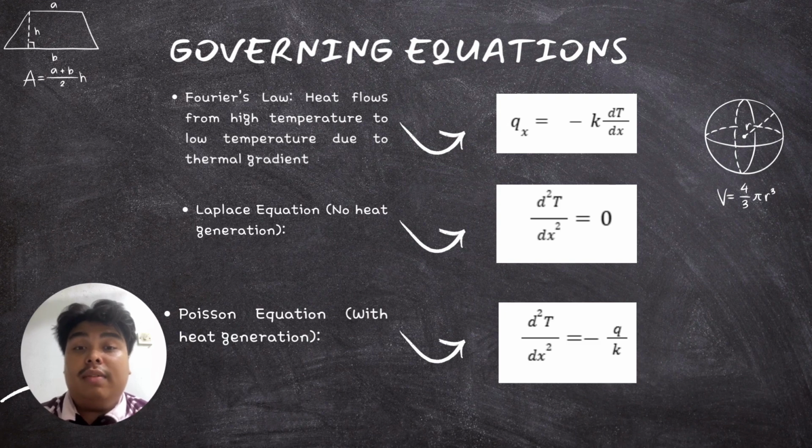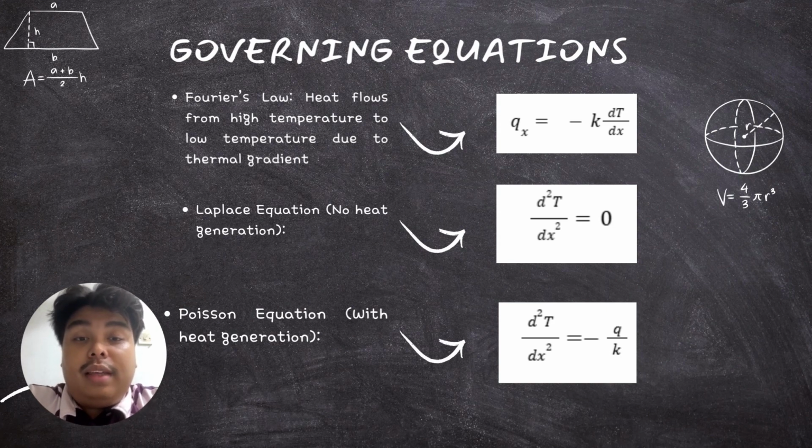The last governing equation that we use in our group project is the Poisson equation. This third one is with heat generation. The formula is d squared T over dx squared equals negative q over k.